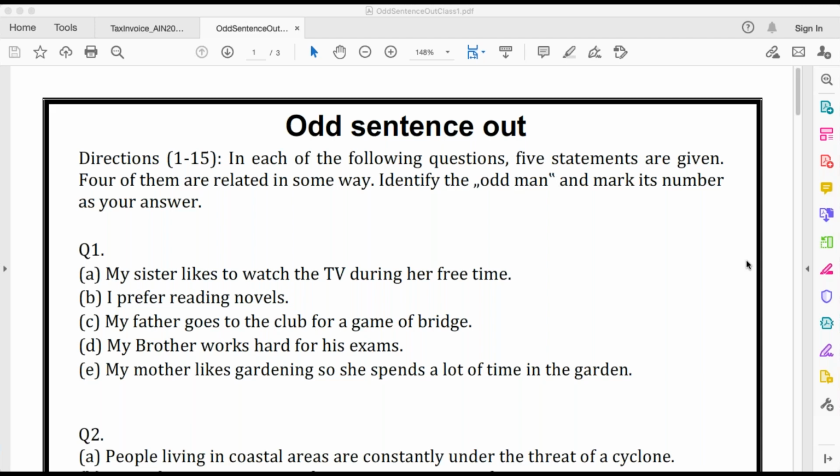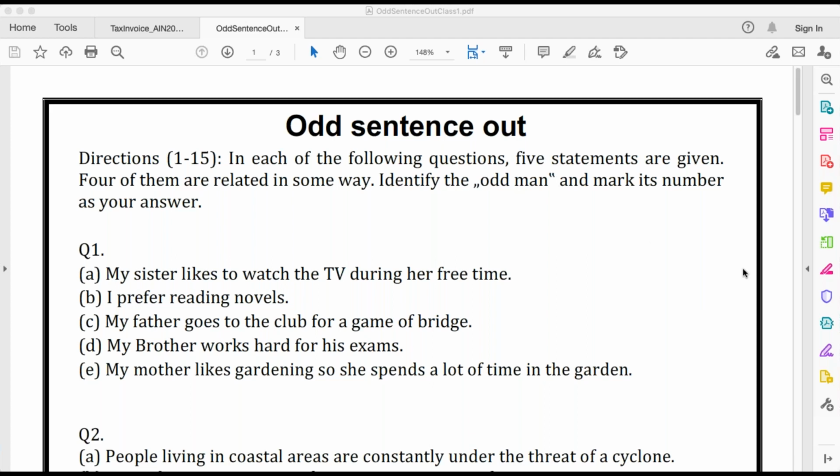Great. Most of you have got it correct. Yes, the correct answer is option number D. What makes D your answer? Perfect. D is not a hobby. A, B, C, E are all talking about hobbies. That is the difference.